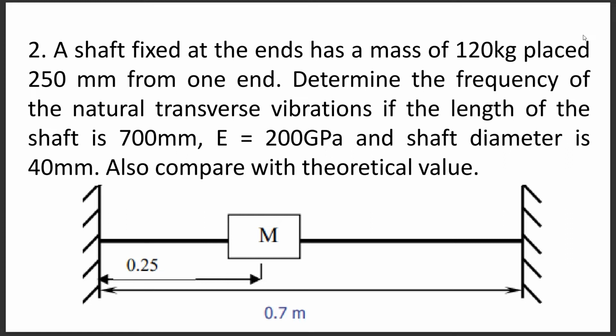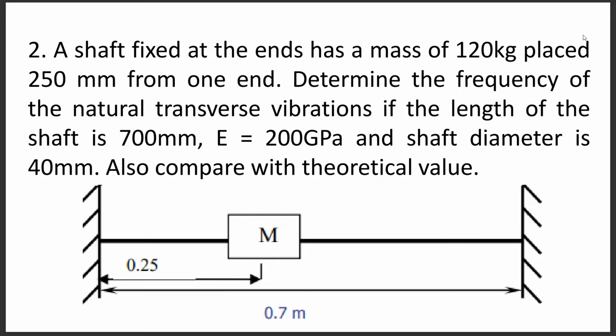A shaft fixed at both the ends has a mass of 120 kg placed at a distance of 250 mm from the left hand side, and we have to determine the frequency of the natural transverse vibrations. The length of the shaft is 700 mm, and it is provided that the modulus of elasticity of this material is 200 gigapascal. And also we have to compare the results with theoretical calculations or theoretical value, right?